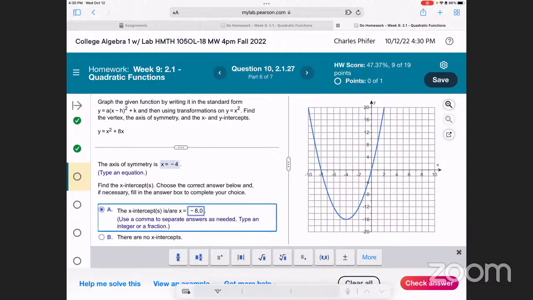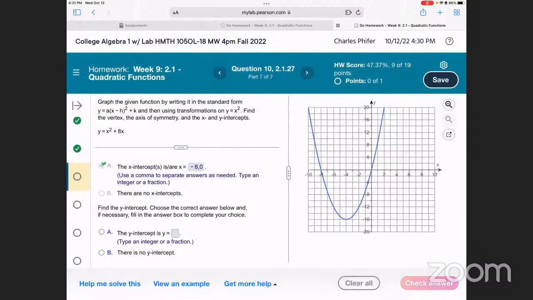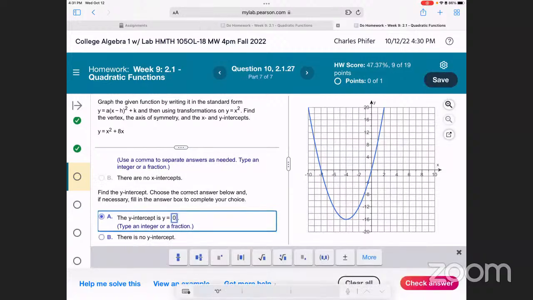And again, if I need to write this stuff out, I just have to request it. So again, for the x-intercept, we set y to 0. Then for the y-intercept, we set x to 0, and the output is 0.